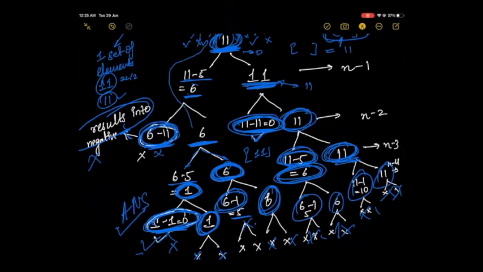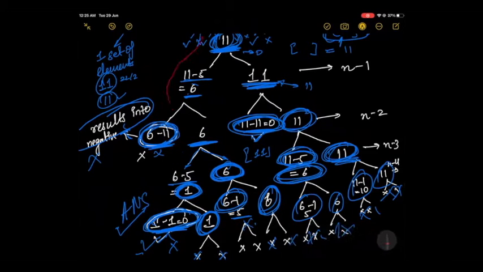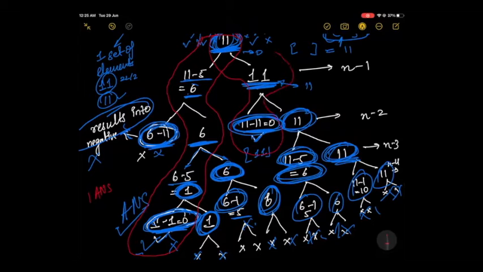by, okay, let me draw it with the other pen. So by tracing this path, okay, we get one answer. Whereas by tracing this path, we get the second answer.